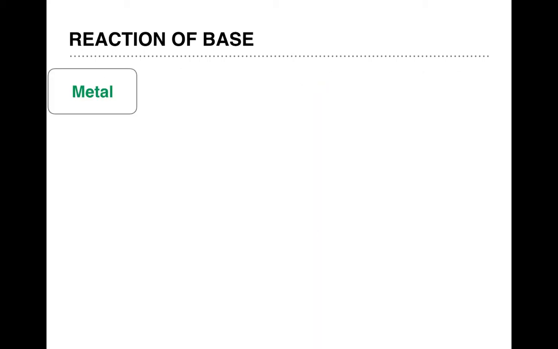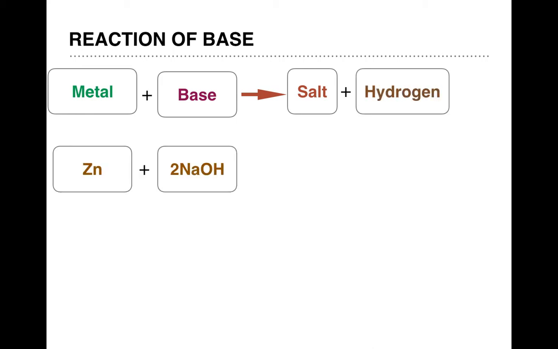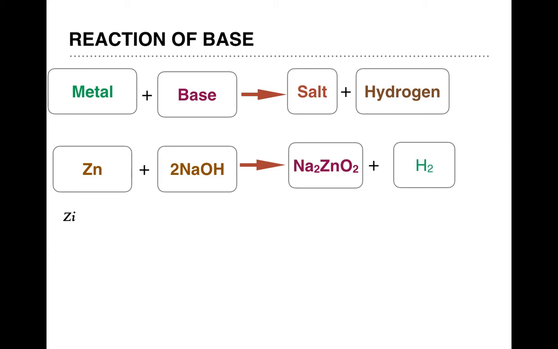Now reaction of base, metal plus base, again salt plus hydrogen. So zinc and base is sodium hydroxide, NaOH. What will be produced? Na2ZnO2 and hydrogen, right? So Na2ZnO2 basically is a salt. So zinc plus sodium hydroxide will get sodium zincate. Na2ZnO2 means sodium zincate, and hydrogen.